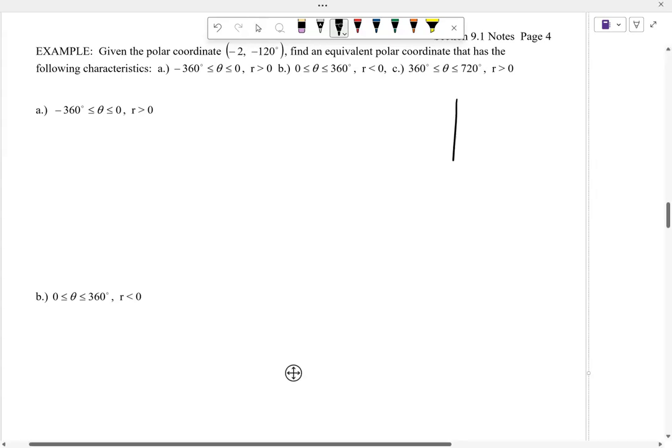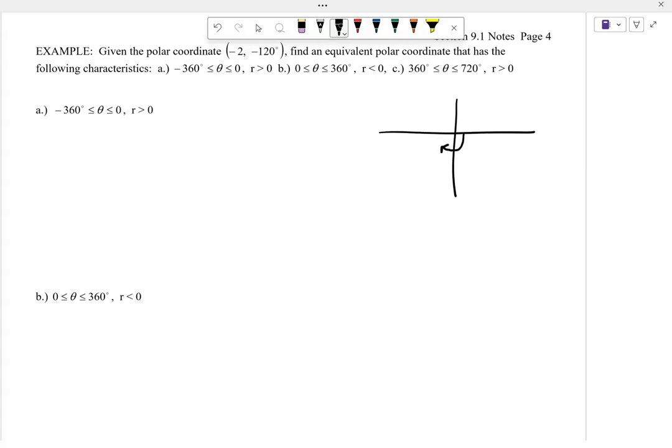This one we've got r being negative 2. So we're going to rotate negative 120 degrees to here. Now normally I would go out, but this r is negative 2, so I'm going to go in this opposite direction. 1, 2. Okay, so here's where we got to end up, right? There's my negative 120 degrees.